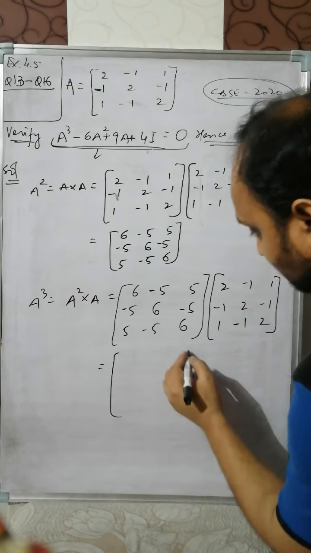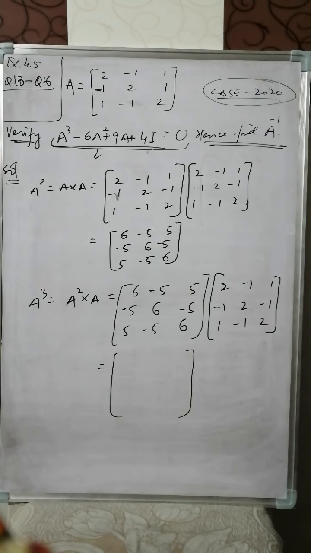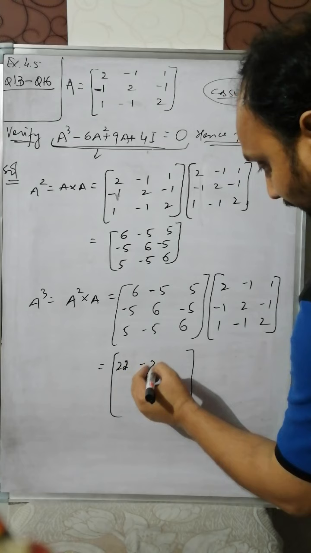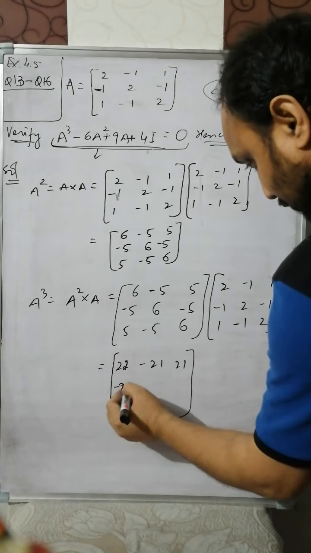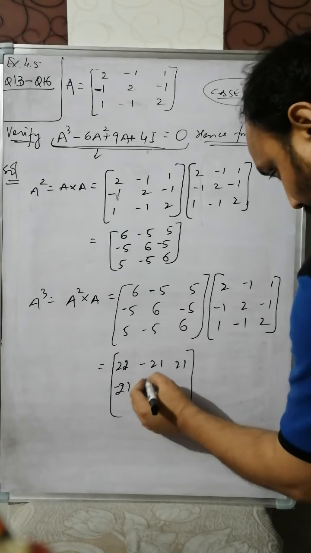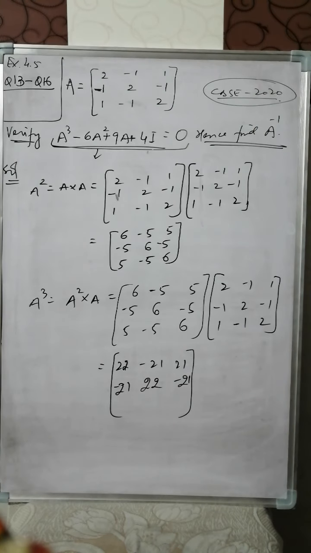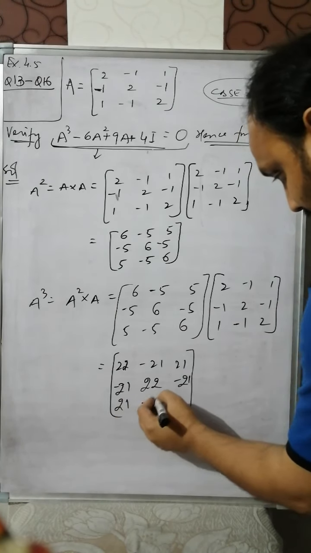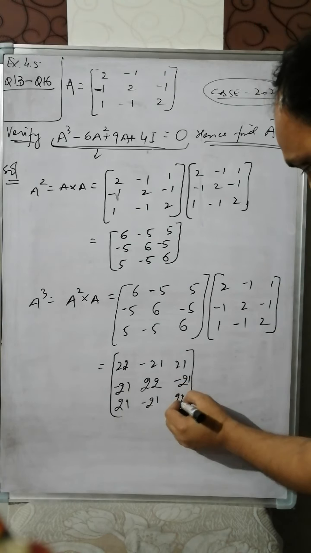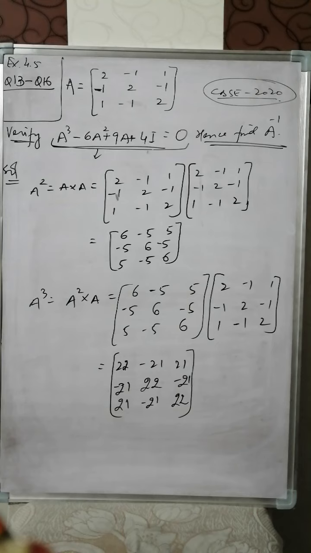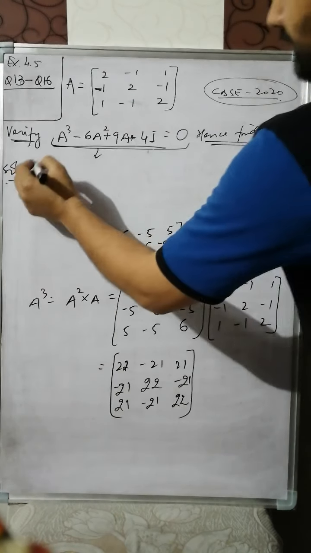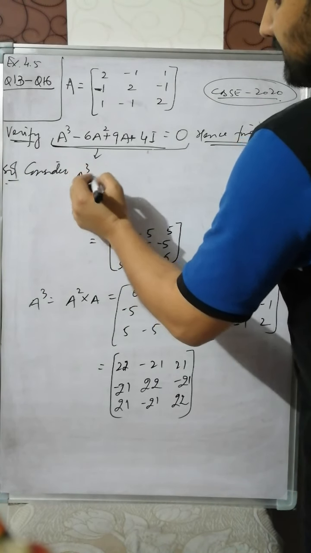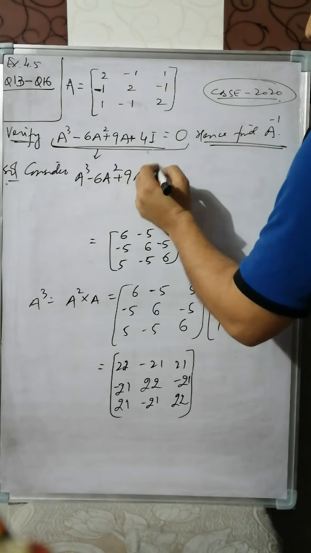And here A cube is equal to, again, the product of multiplication, that is 22, minus 21, 21; minus 21, 22, minus 21; 21, minus 21, 22. Okay, so you have got A cube, you have got A square. Now what you do is you evaluate this expression on the left hand side, that is, now we consider A cube minus 6A square plus 9A plus 4I.